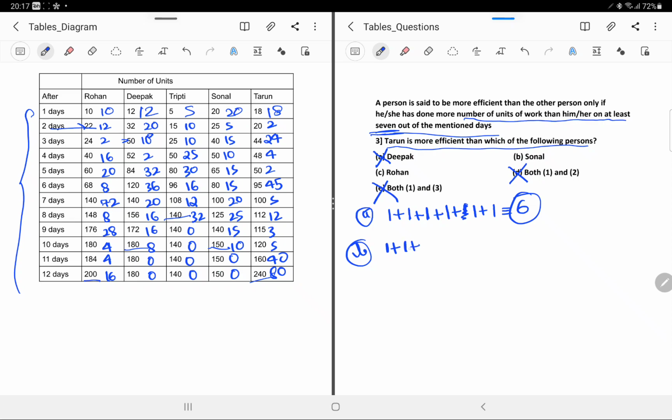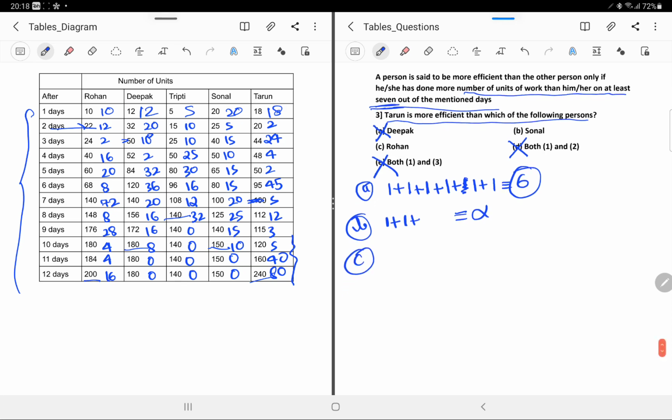On day 7 Sonal won. On day 8 Sonal won. On day 9 Sonal won. And obviously, for the rest we need not calculate this. So this is rejected. Now for C, let's compute for Rohan.